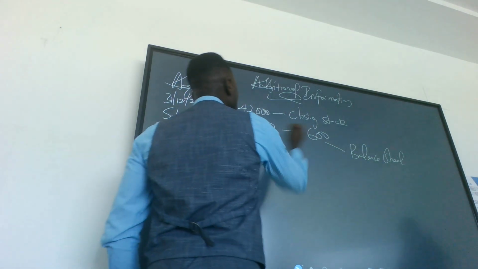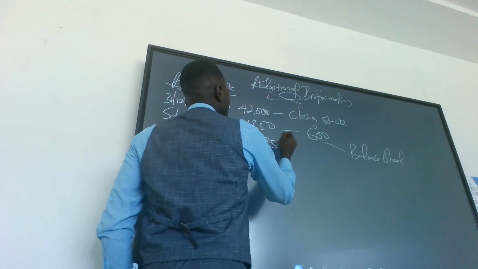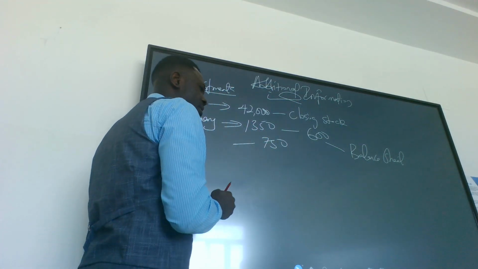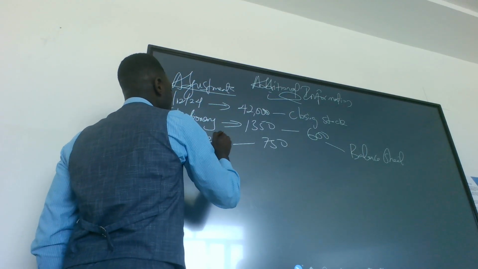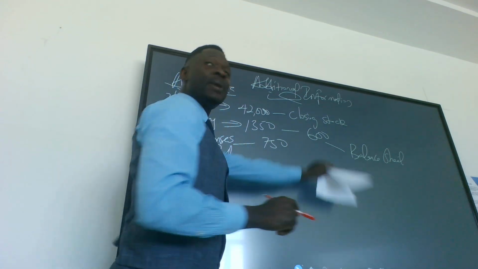And the difference between them, what's the difference? 750, right? This is your expense. This is your P&L account. The 600 is your final account, balance sheet.